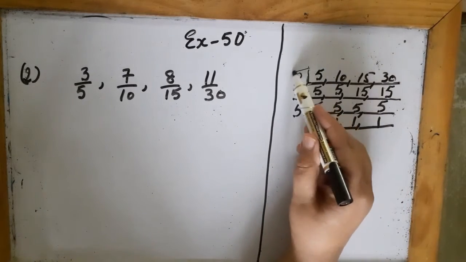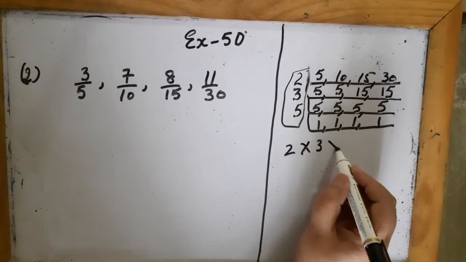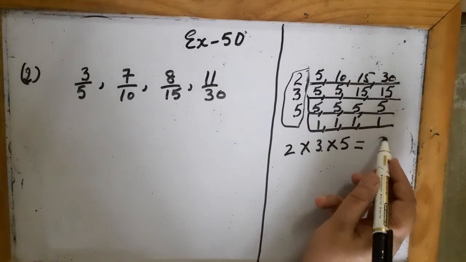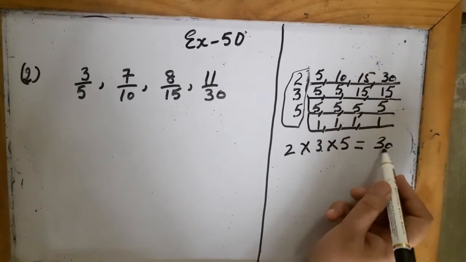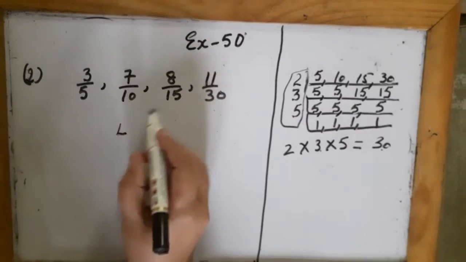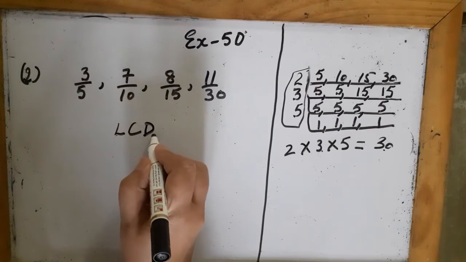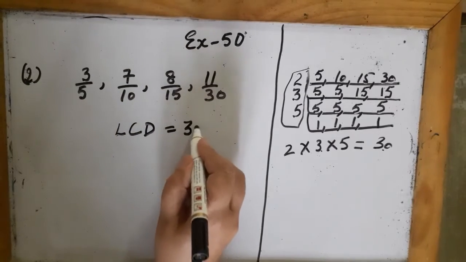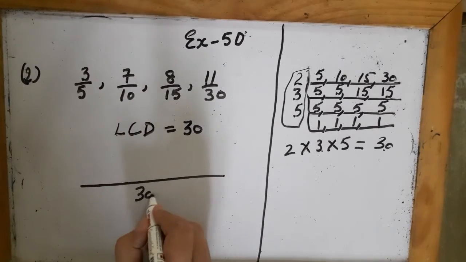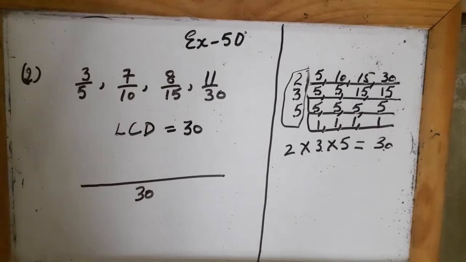Okay, now whatever prime numbers you have used, you will multiply them. 2 multiply by 3 multiply by 5. So 2 3s are 6 and 6 5s are 30. So this is my LCM. It means the least common denominator of all these will be 30. So it means all these fractions, I will make the denominator 30.